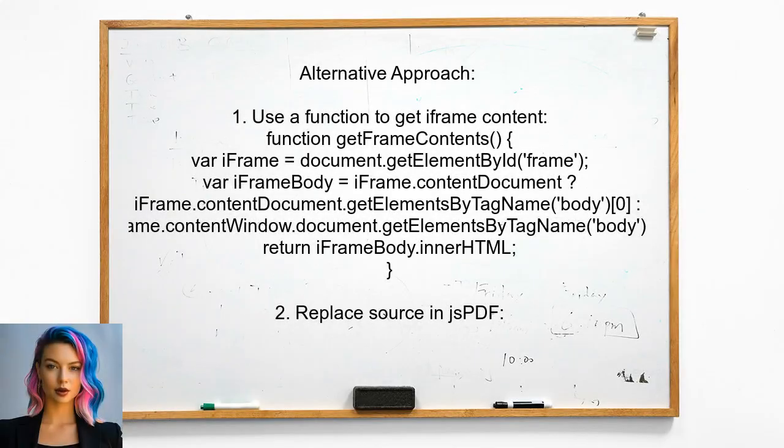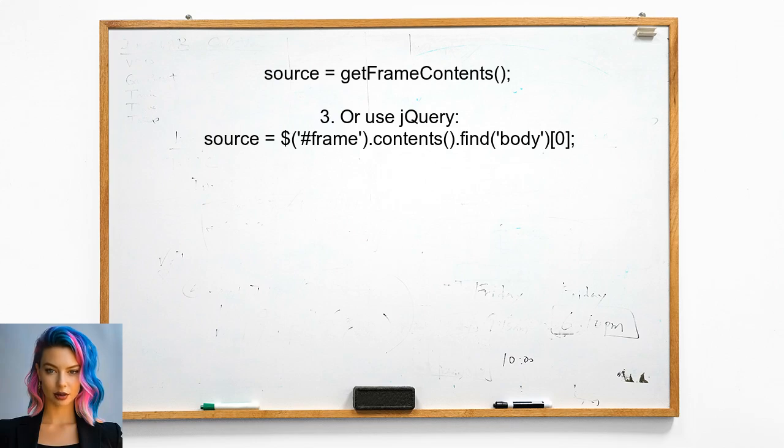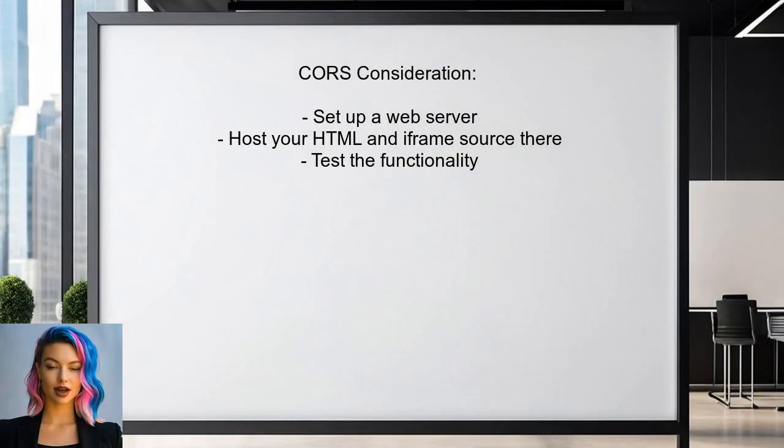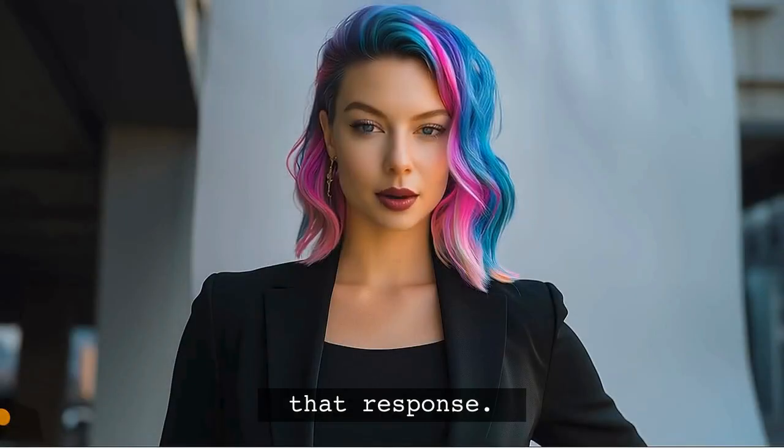An alternative solution suggests that to print HTML from an iFrame, you need to retrieve the content directly from it. The user provides a function to get the iFrame's body content, which can be used to replace the source in your jsPDF script. However, be aware of CORS issues. To resolve this, you can set up a web server to host your HTML code and iFrame source. That's it for that response.